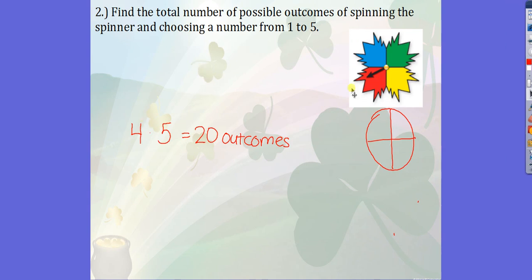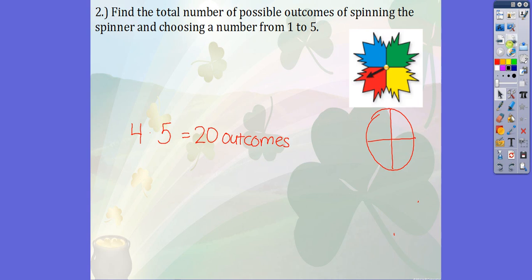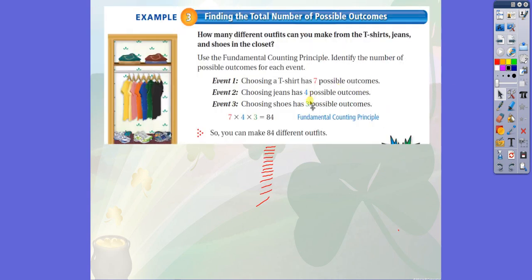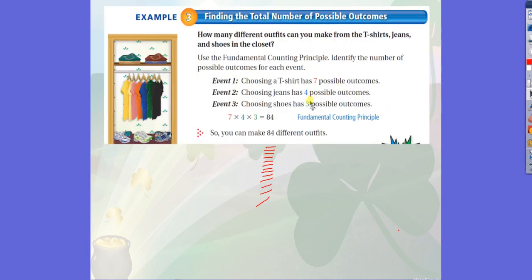And then you guys wrote this down in your notes. I said just make a very basic spinner, but you treat each event separately. So the number of possible outcomes of spinning the spinner, 4. Choosing a number from 1 to 5, 5, because I have 1, 2, 3, 4, and 5. And then I multiply those 2 events and I get their combined outcomes, 20 outcomes if they happened at the same time. And the fundamental counting principle doesn't only work for 2 events. You can do it for as many events as are given.